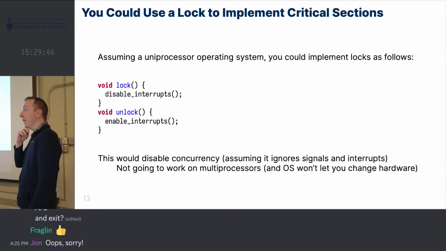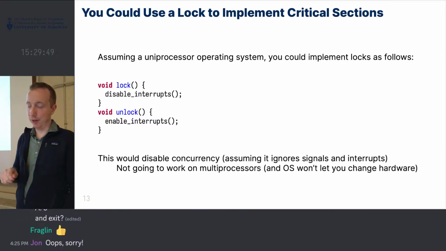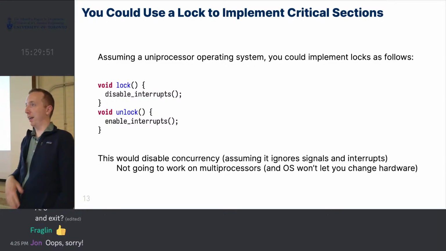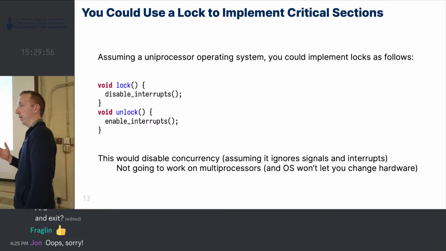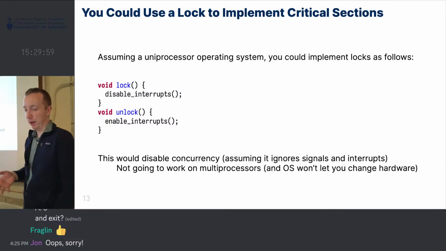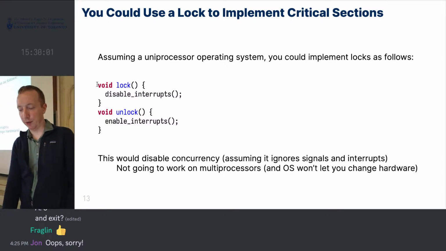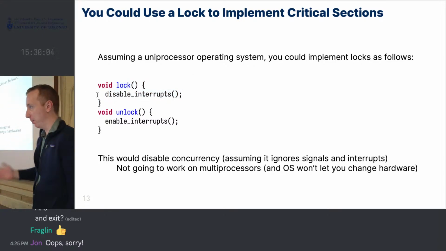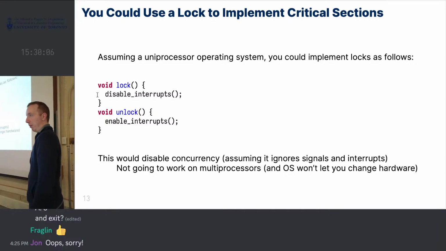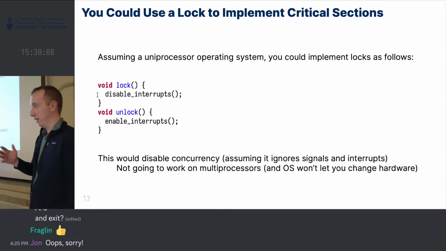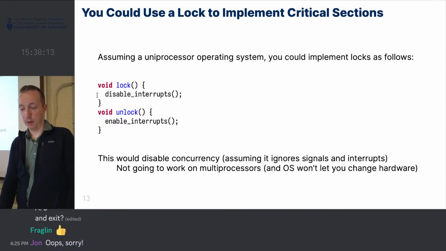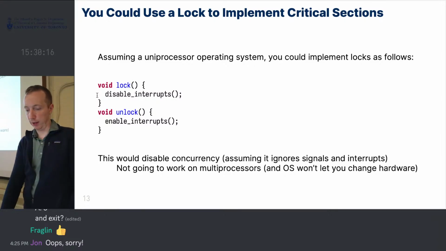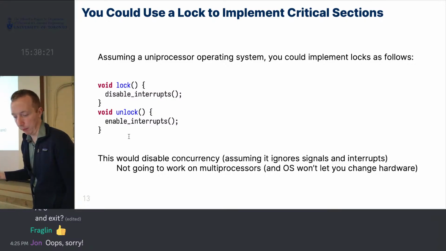So if you wanted to implement a lock and your system only had a single core on it, and the only source of concurrency was interrupts, well, you could implement a mutex by doing this. Your lock function could just disable interrupts completely, and then you get rid of concurrency. So there's no way to switch to any other running thread or do anything else. So you'll be the only thread executing that critical section, and then as your unlock, all you do is just re-enable interrupts.